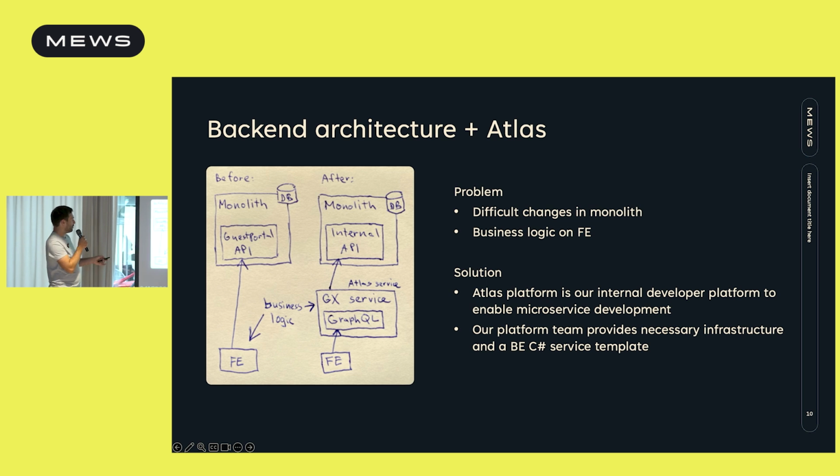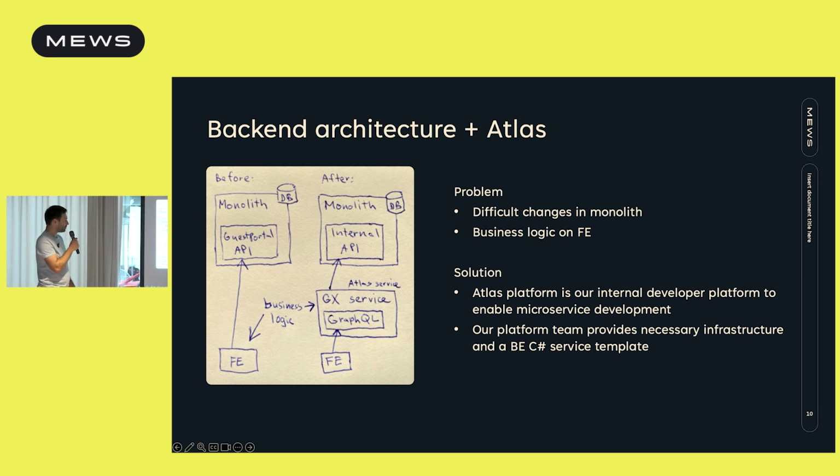The change which happened after was that we created a new service using the internal developer platform, which is called Atlas, and we moved the business logic to that service. The frontend was connected to the GraphQL API on the new service, and the new service was communicating with the old monolith using the internal API.